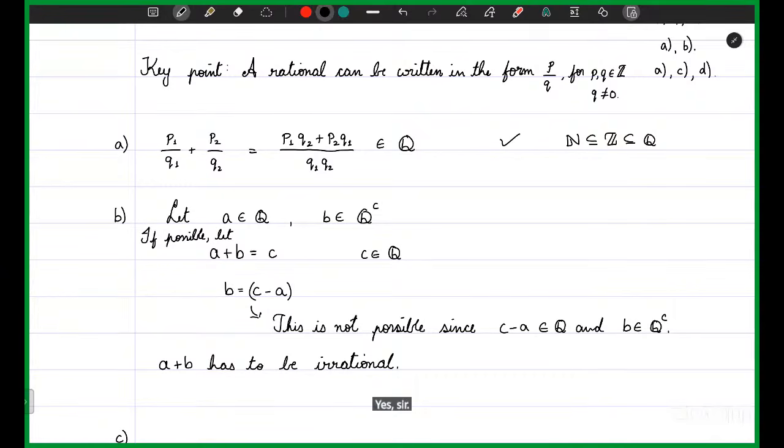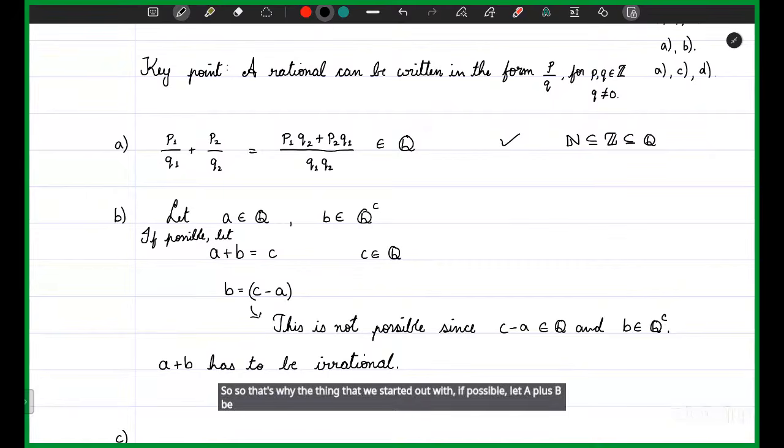So you can't have those two things be equal, right? By definition, Q and Q complement are disjoint. There is nothing in both the sets. So this equality cannot happen. That's why the thing that we started out with, if possible, let A plus B be a rational number, is not possible, is what we have concluded.